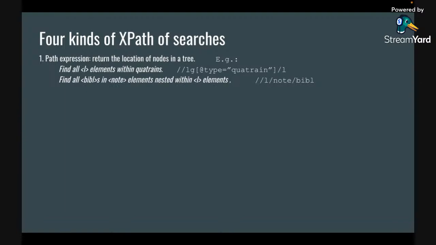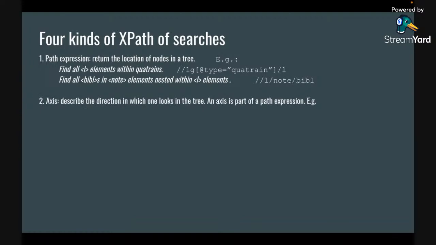Here you're going to all L elements, so /L, all L elements that contain Bibl elements within note elements. So basically, if you have a note element in an L and it has bibliographic data in it, you want to retrieve that using this XPath expression. So that's a location kind of search.